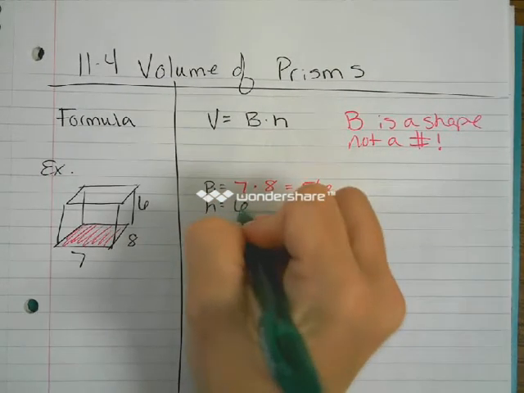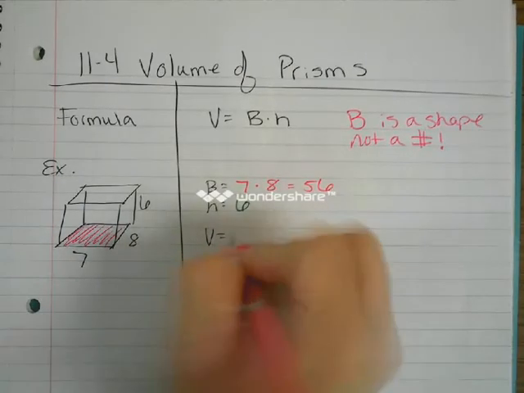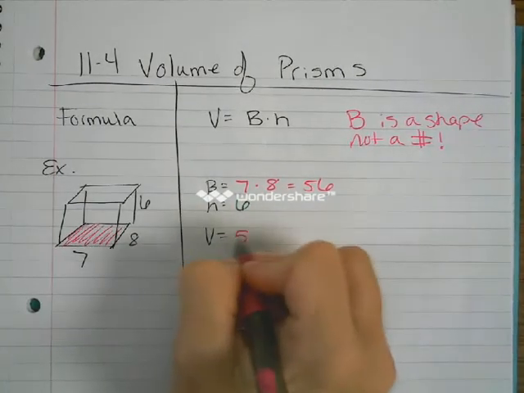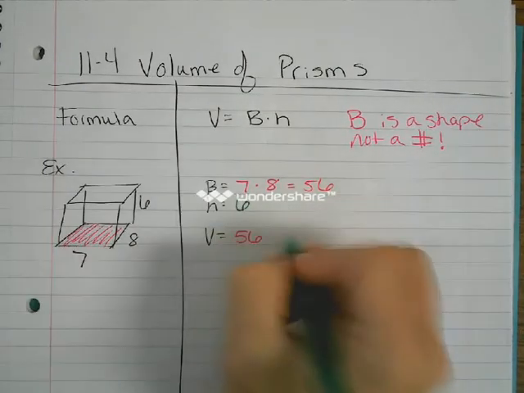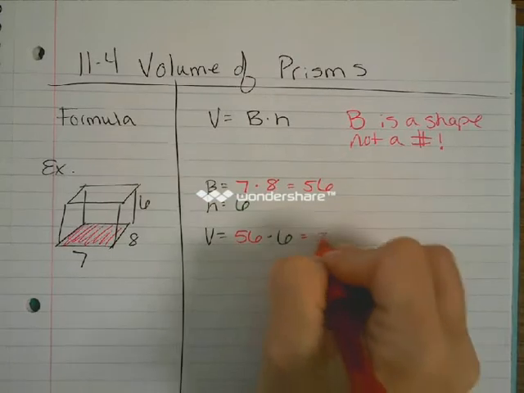So when we plug into our formula, V equals 56 times 6, which equals 336. Pretty simple so far.